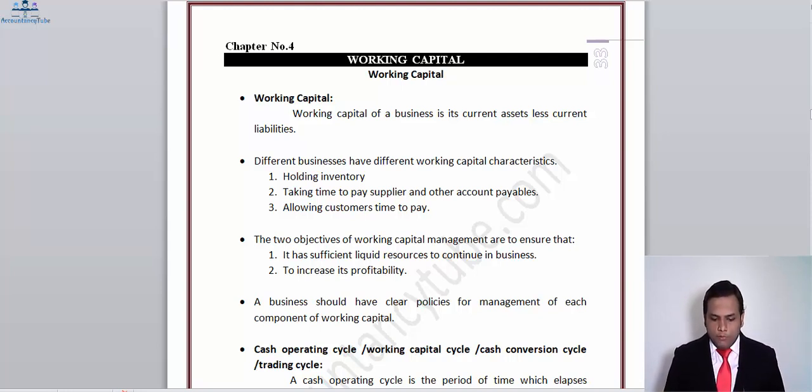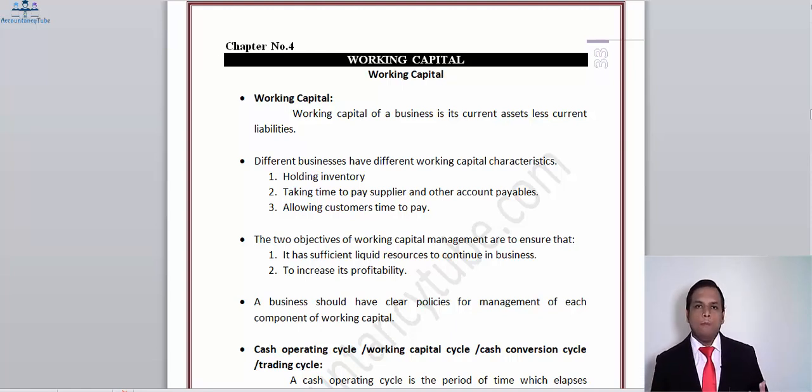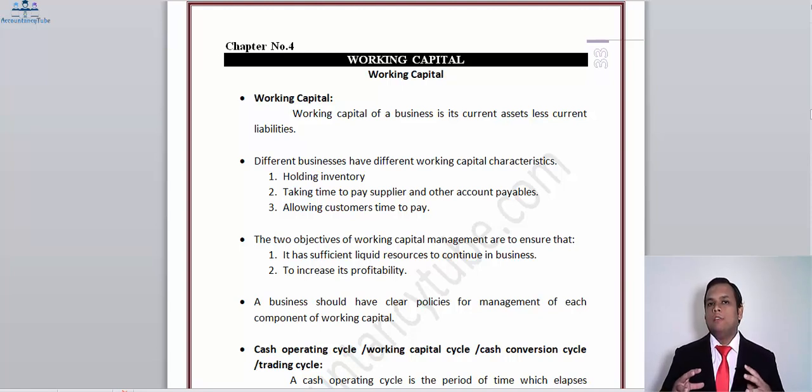Now, after that, we've got the 2 objectives of working capital management, which are to ensure that it has sufficient liquid resources to continue in business and to increase its profitability. What is working capital? What are we here to do? Basically, the reason this topic is incorporated in the FM syllabus is because the examiner expects that a financial manager has a good grasp over these elements so that they can manage between profitability on one hand and liquidity on the other.